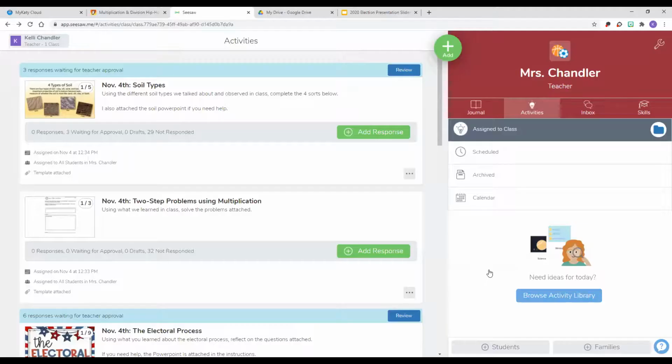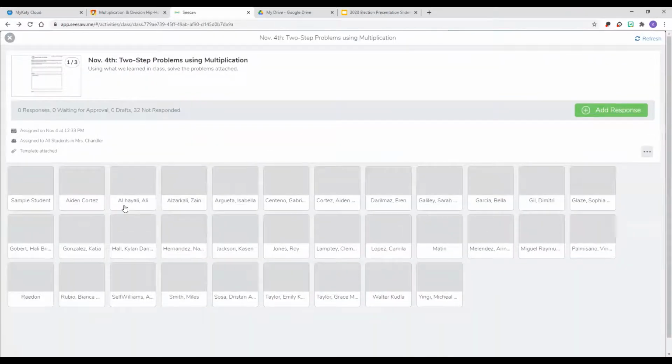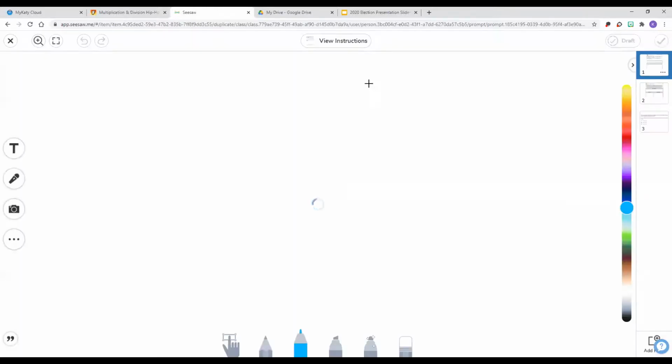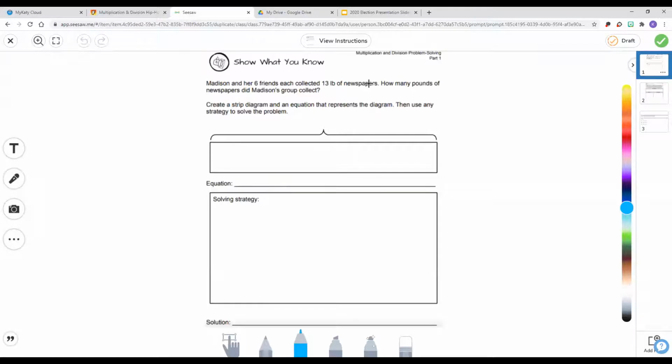So for your independent practice, you have a question very similar to what we just did. Madison and her 6 friends each collected 13 pounds of newspapers. How many pounds of newspapers did Madison's group collect?